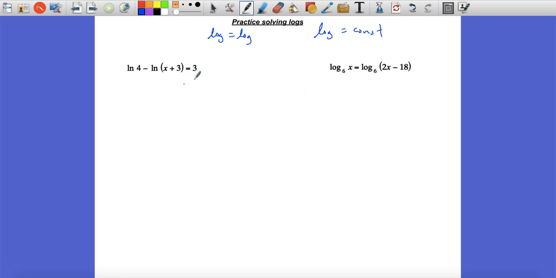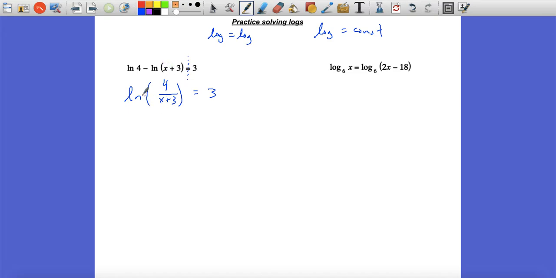So looking at this one, I see, well, here we've got multiple logs, so it kind of starts to make me think that we've got log equals log, but based on where the equal sign is, we only have logs on the left side of our equation. So it's actually a log equals a constant. That's what this one is. So we're going to have to condense. So let's condense this down. I've got, well, this is subtracted. I got natural log of, remember positive ones go up top, so it'd be 4 up top, minus, so the x plus 3 goes on bottom. I've got 3 over here.